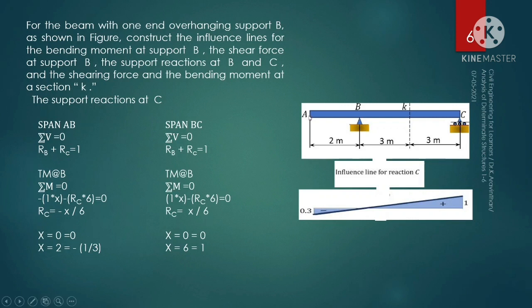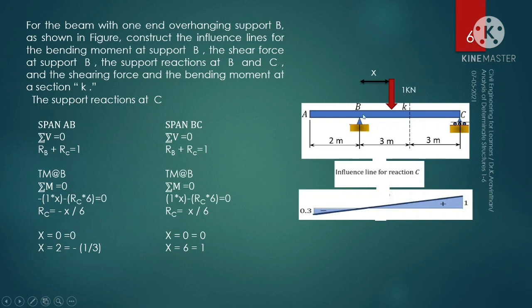So this A is 1 by 3, that is 0.3, and this point B is 0. You have found this thing. For the next section B and C, let us apply a point load between this member. A unit load is applied and a distance x is being considered. If I take the moment at B, RC into 6 is anti-clockwise, and 1 into x is clockwise. And if I need RC, it is x by 6, positive x by 6.